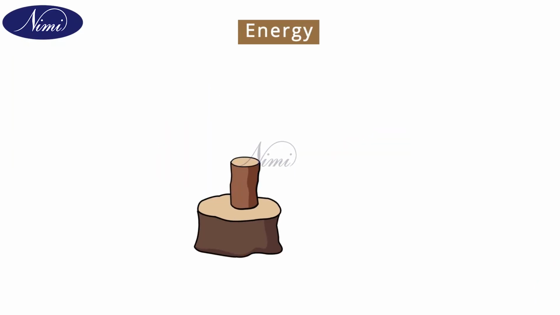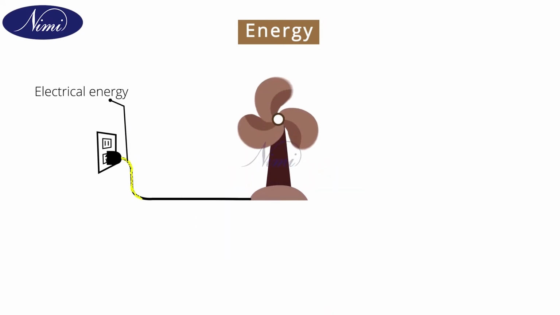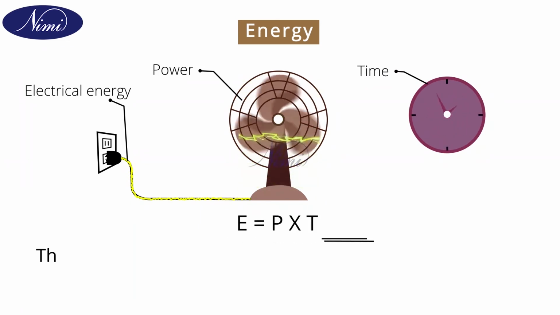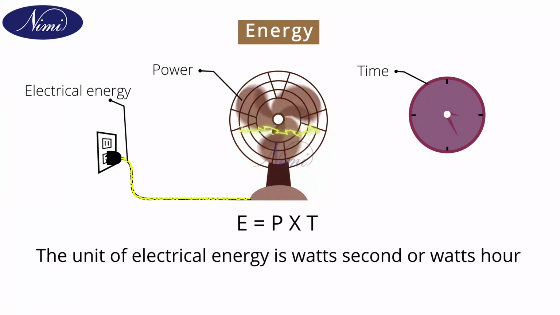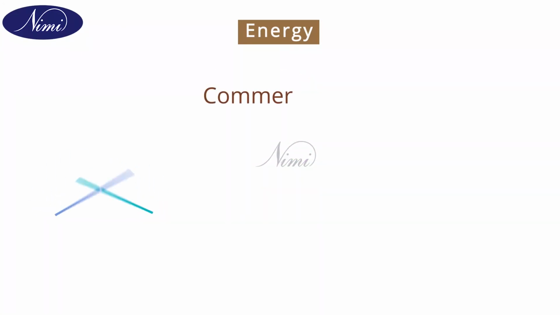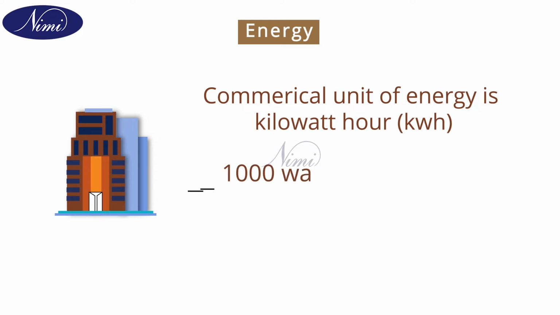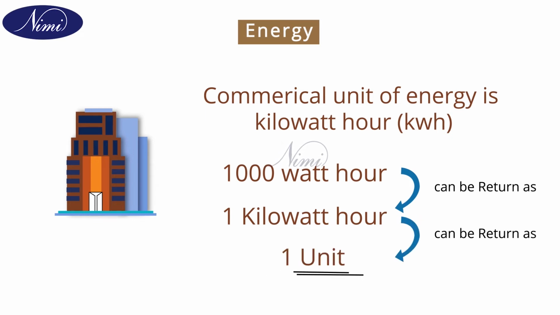Next we are going to see about energy. Energy is the ability to do work, and electrical energy is the product of power and time, that is E is equal to P into T. The unit of electrical energy is watt second or watt hour. The commercial unit of electrical energy is kilowatt hour. 1000 watt hour can be written as 1 kilowatt hour, and 1 kilowatt hour can be written as 1 unit.